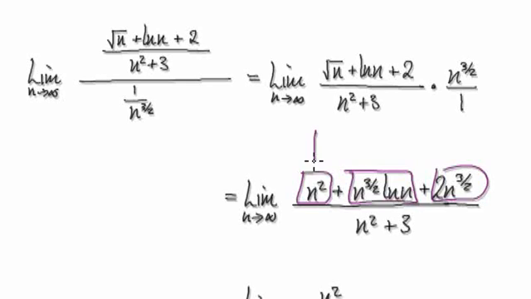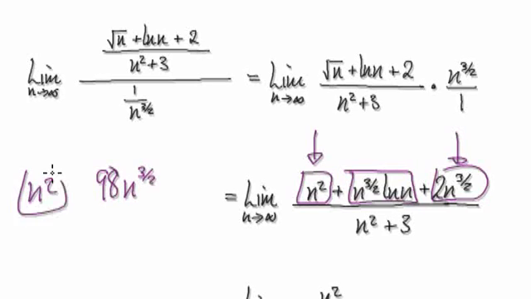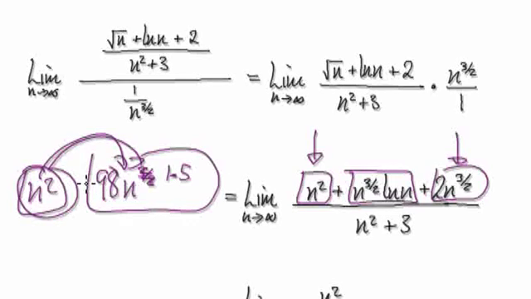So let's compare this with this: n squared versus n over 2. Even if you have, let's say, 98 here, eventually n squared will be bigger than this, because this is really n to the power of 1.5. Even if you have 998 n to the power of 3 over 2, n squared will eventually overtake this thing here as n tends to infinity.